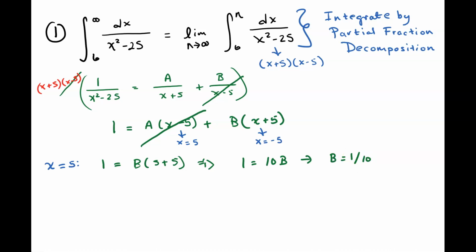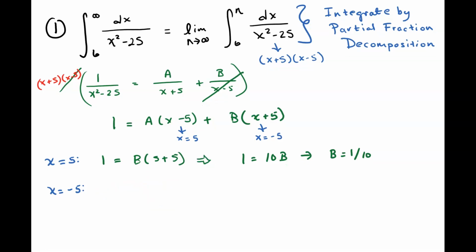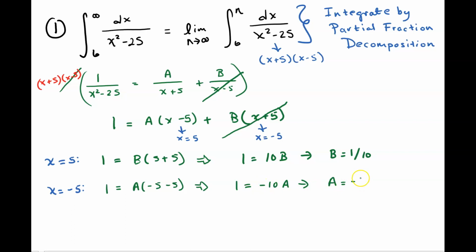All right, now I am going to come back to this original equation, and the next thing I'm going to state is x equals negative 5. So I'm going to say 1 equals, and then a times, and let me take this back a second. Setting x equal to negative 5 will eliminate the b component here. And we're going to say 1 equals a times negative 5 minus 5. So what does this lead to? This says 1 equals negative 10a. And therefore we can say a equals negative 1/10.